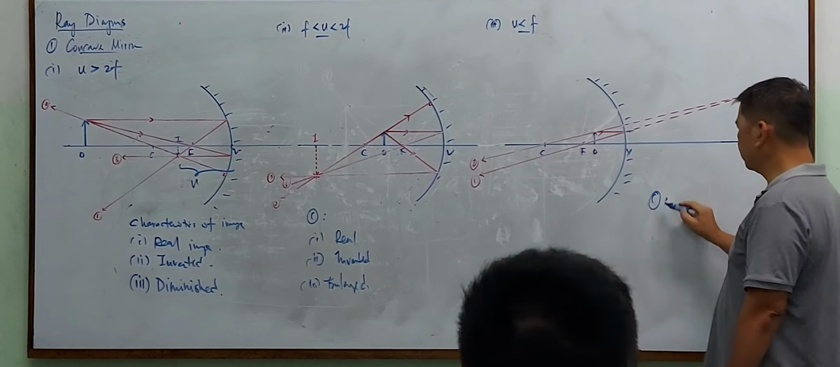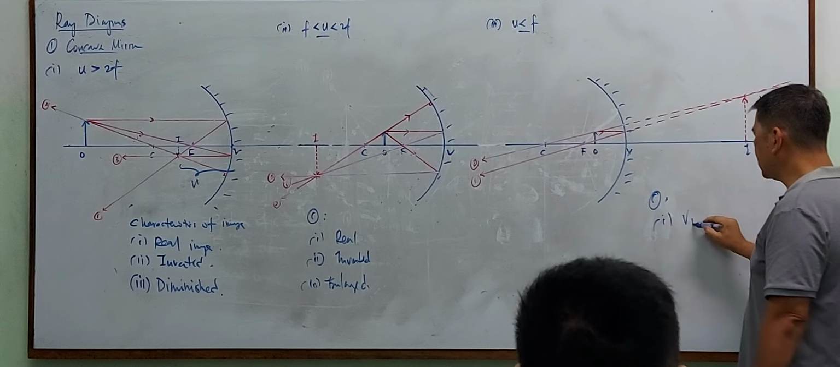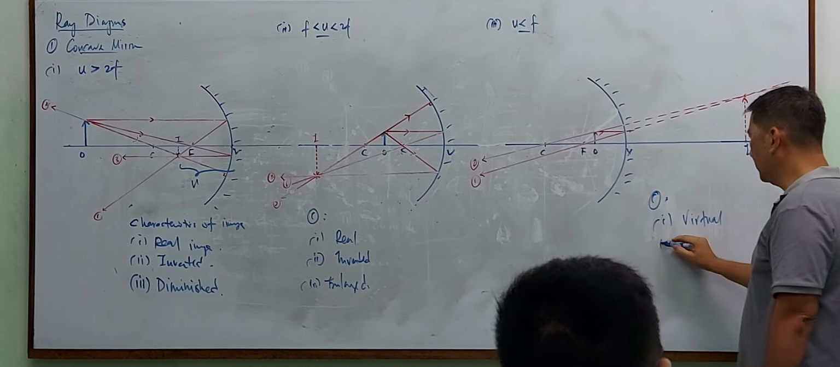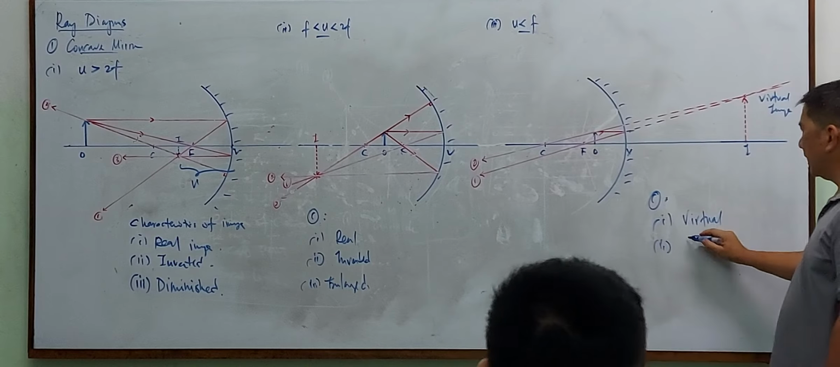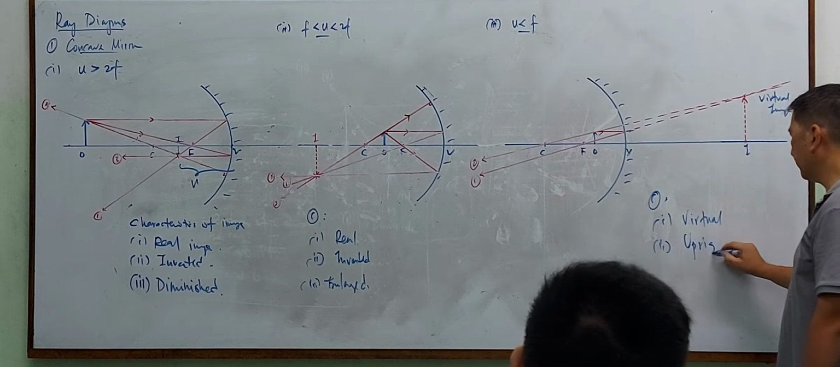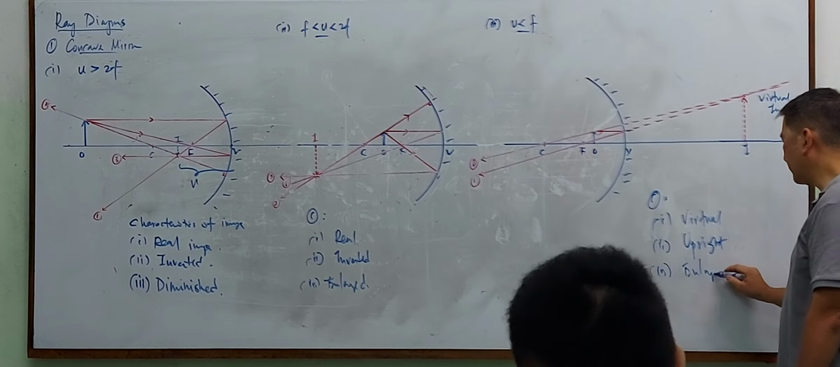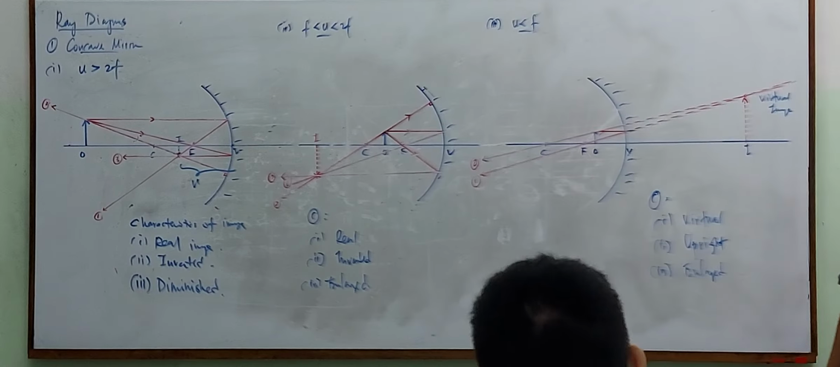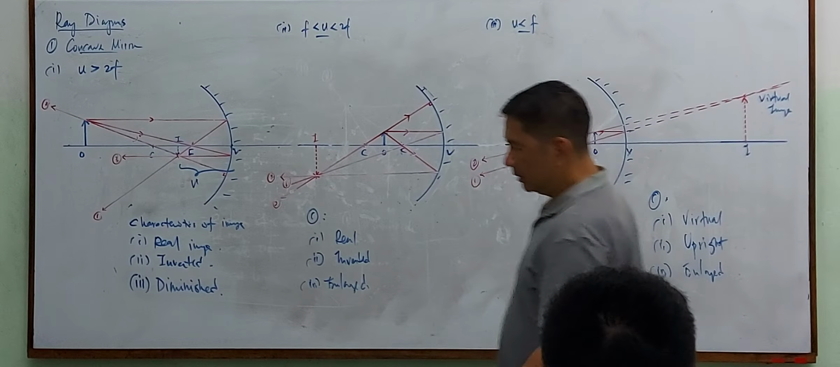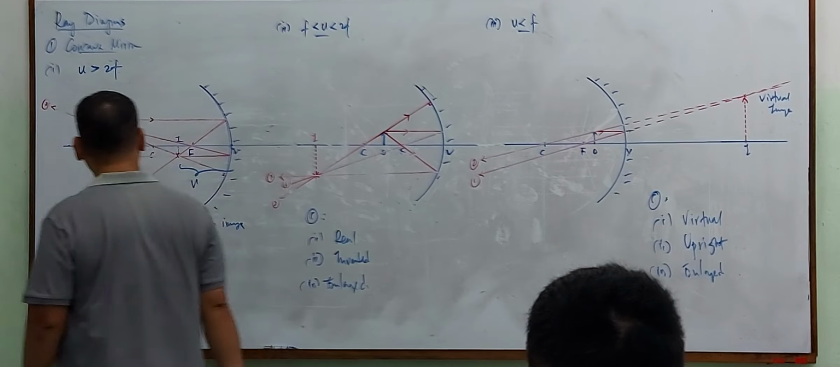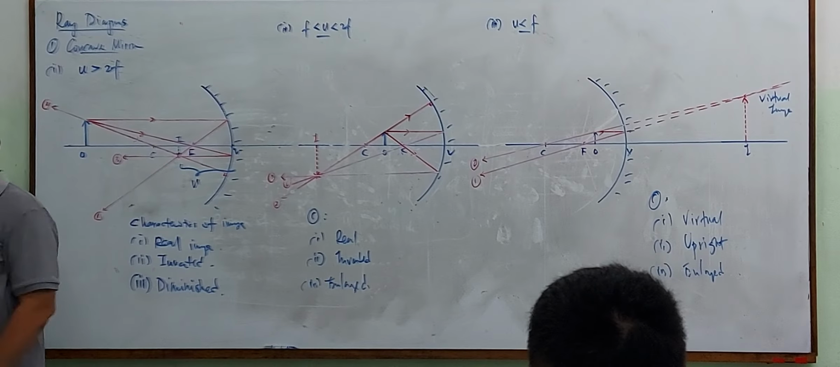Characteristics. Number one, this is virtual. Number two, this one is upright. And number three, this is definitely enlarged. Okay, enlarged. So that is our concave mirror.